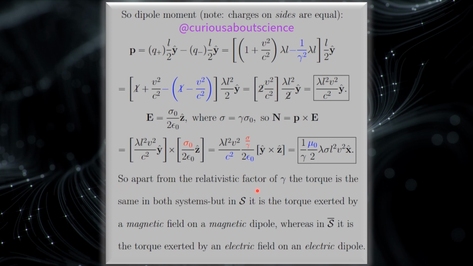So apart from the relativistic factor of gamma, the torque is the same in both systems, but S is the torque exerted by a magnetic field on a magnetic dipole, whereas S bar is a torque exerted by an electric field on the electric dipole. How freaking cool! This is fascinating. No wonder Einstein couldn't stop thinking about the need for a connection between these two phenomena. That is amazing.